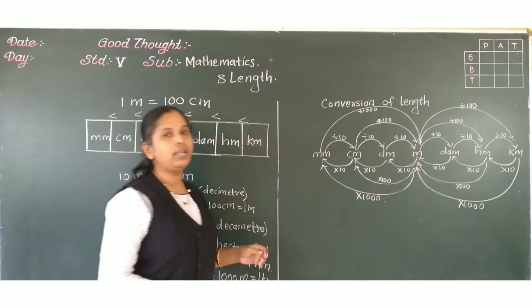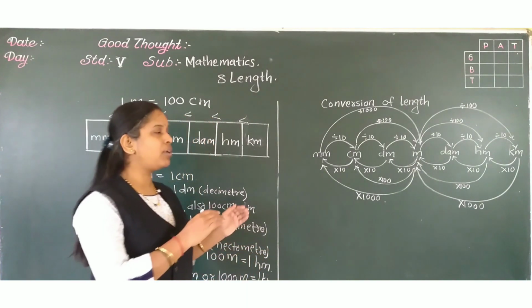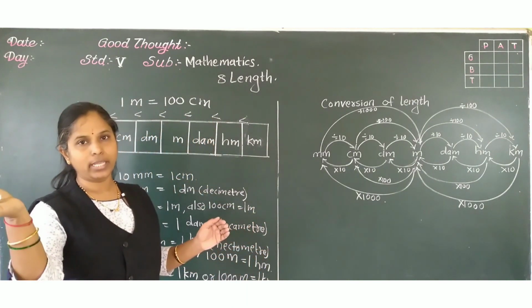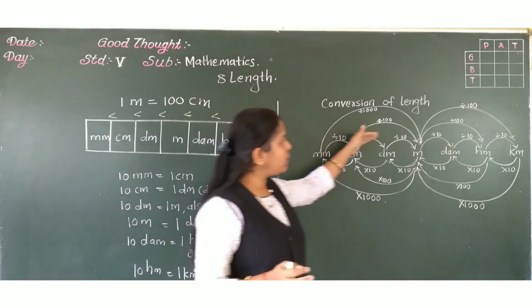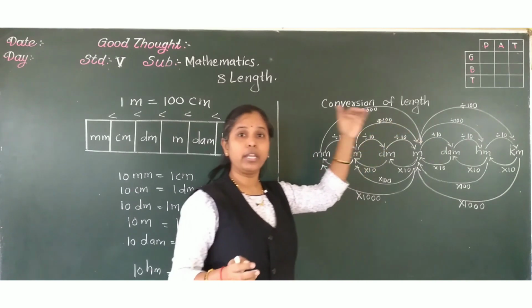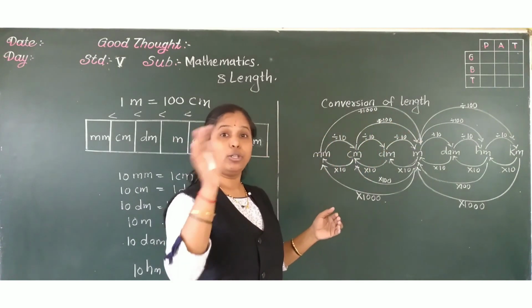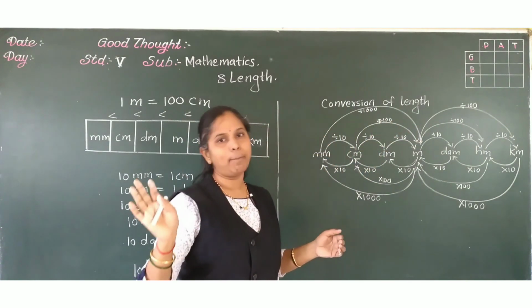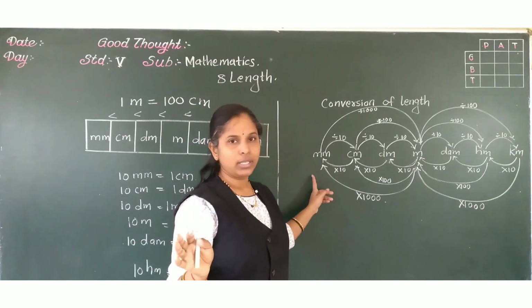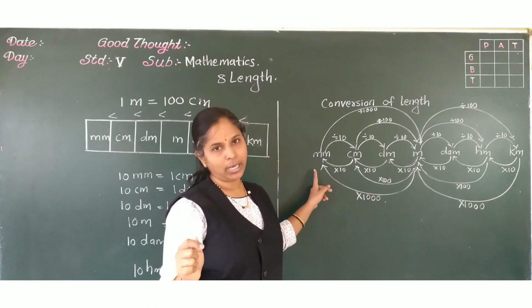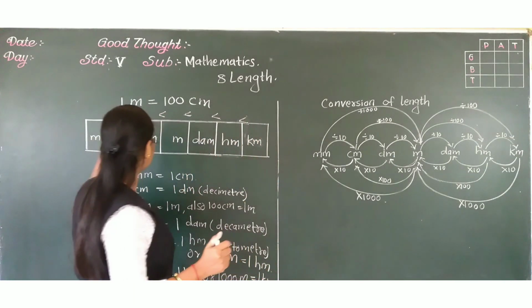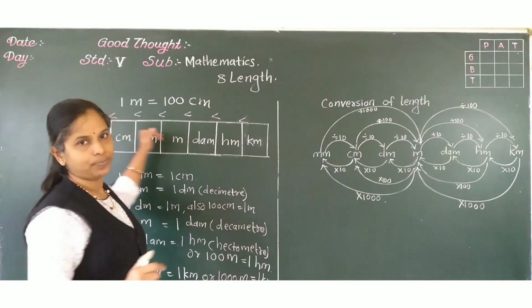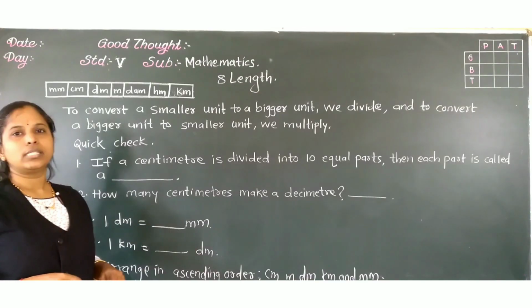Always keep in mind, whenever you have to convert smaller units into bigger, you have to divide by 10. Go on dividing by 10. And if you want to convert bigger to smaller, we have to do multiplication. Okay? This conversion you will have to keep in mind. It's very easy. Only this sequence you should keep in mind, from smallest to biggest. See here, students.